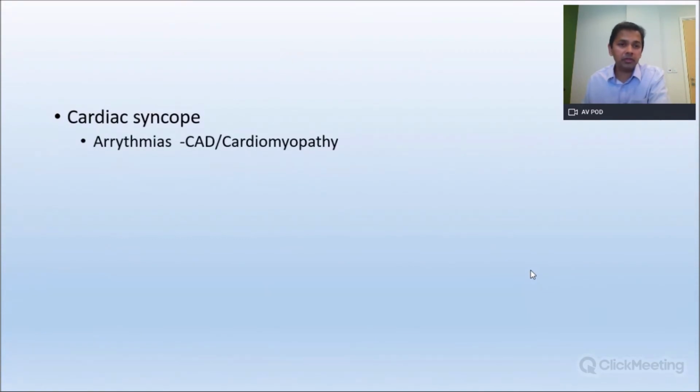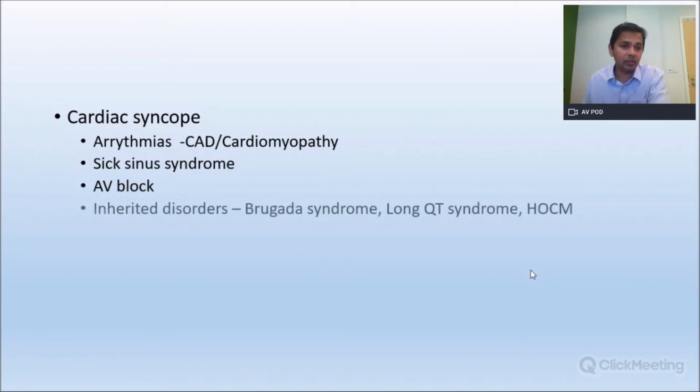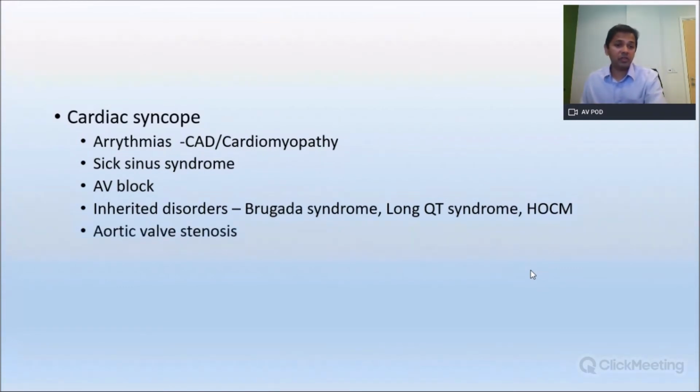Cardiac causes can be due to arrhythmia secondary to coronary artery disease or cardiomyopathy, or sick sinus syndrome, AV block. These two are normally seen in elderly patients. Or inherited disorders such as Brugada syndrome, long QT, or if the patient has severe aortic stenosis, they all can present with syncope.